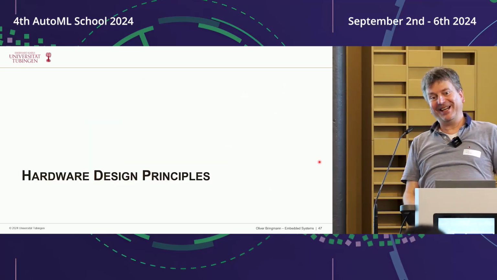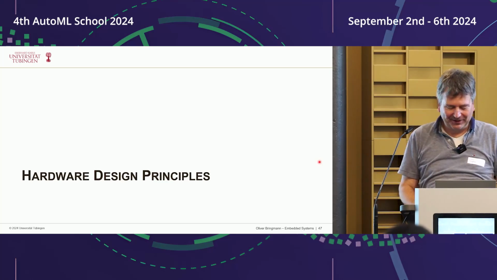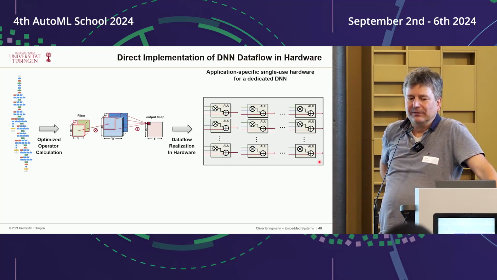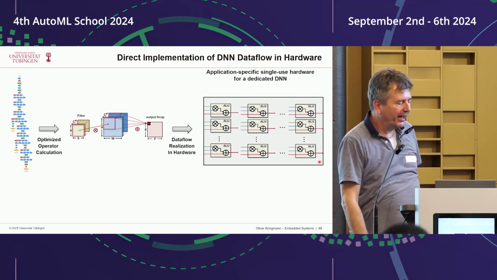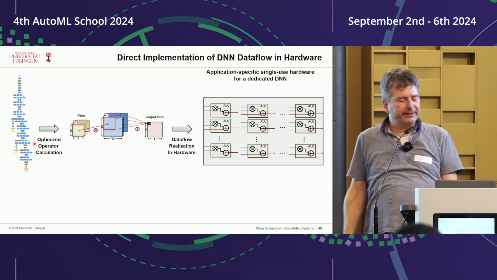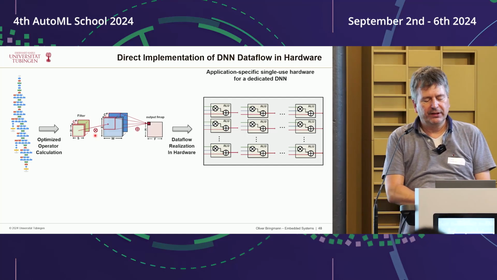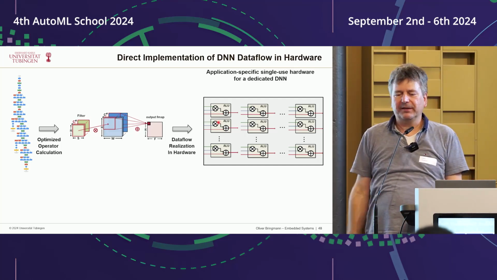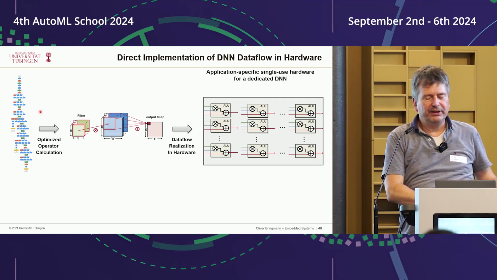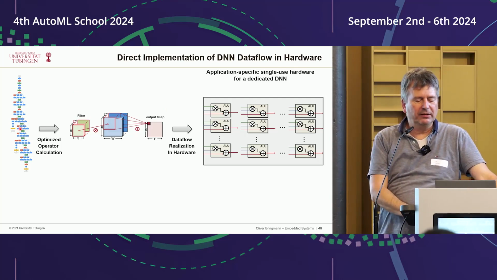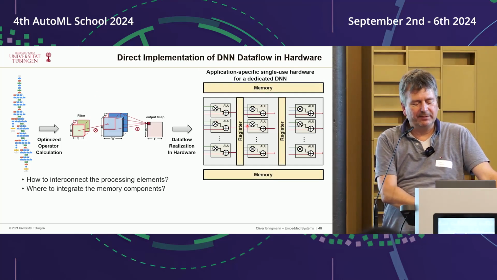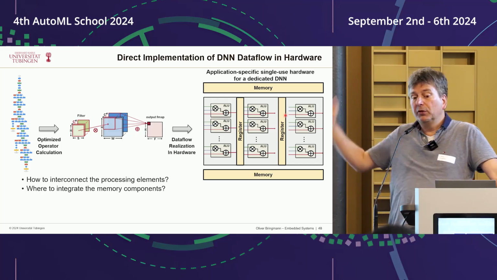Now the hardware design principles. Now I would like to slow down a little bit. One idea is to just take the neural network and consider the operators. Here we have, for example, the convolution. And then, of course, we have MAC components inside, and we just connect the MAC components as shown in your neural network model. And probably I also need some kind of interconnect in between, some registers in between. That could be the solution.